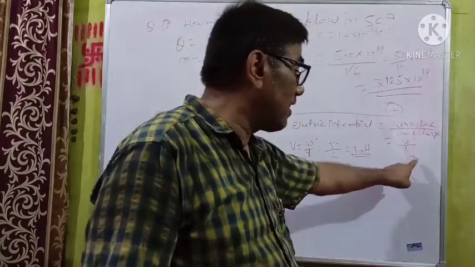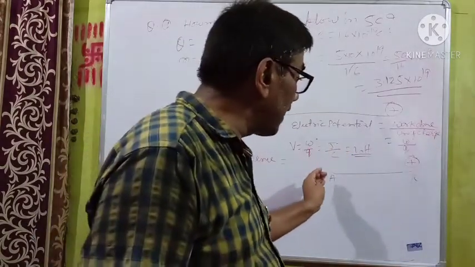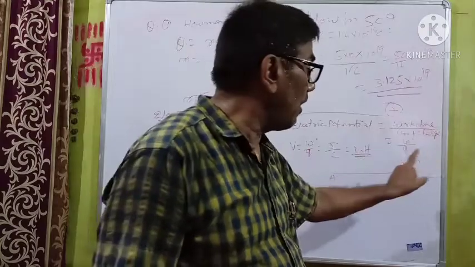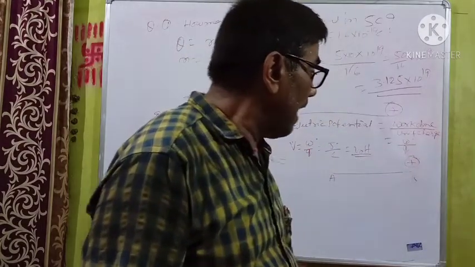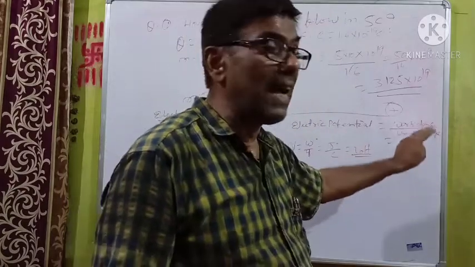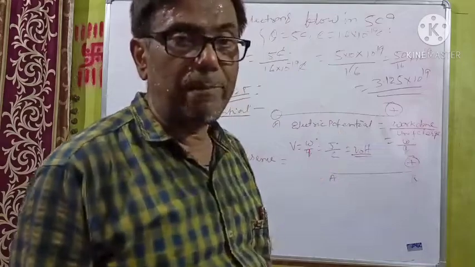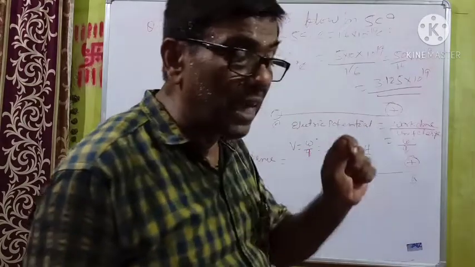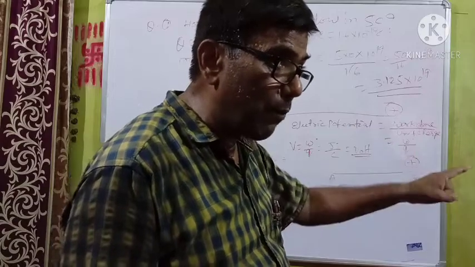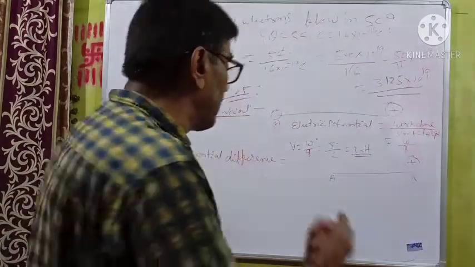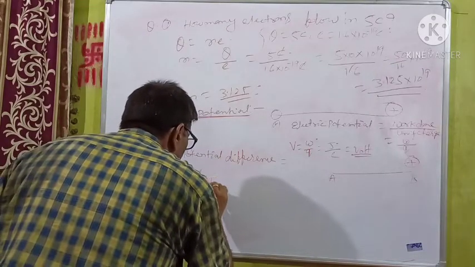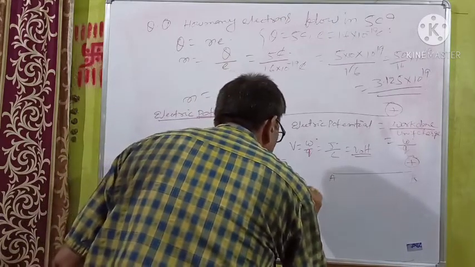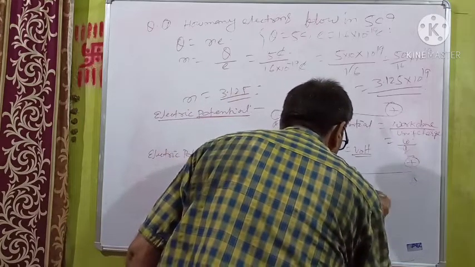Suppose a unit positive charge is kept at point A and it moves from point A to B, then its potential is higher at point A and lower at point B. But when the charge is kept at point B and moves from B to A, then its potential is higher at point B and lower at point A. So the potential difference between the two points is the work done to bring the unit positive charge from point B to A. So VAB is equal to WAB by Q, or VBA is equal to WBA by Q.